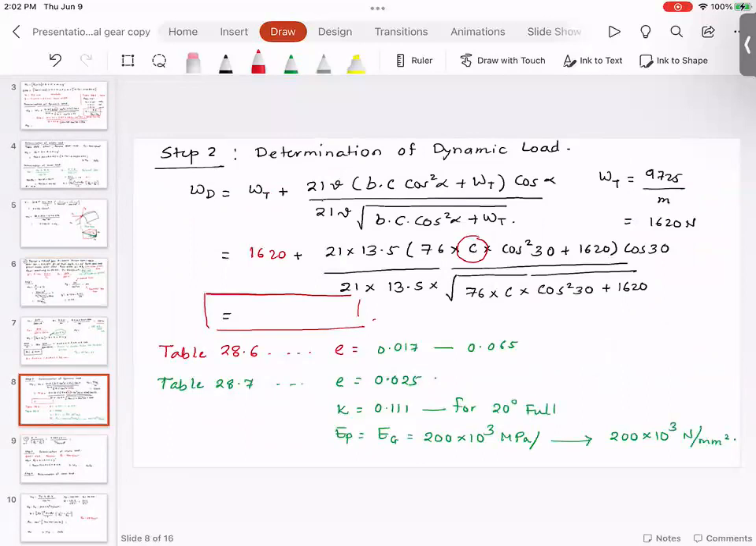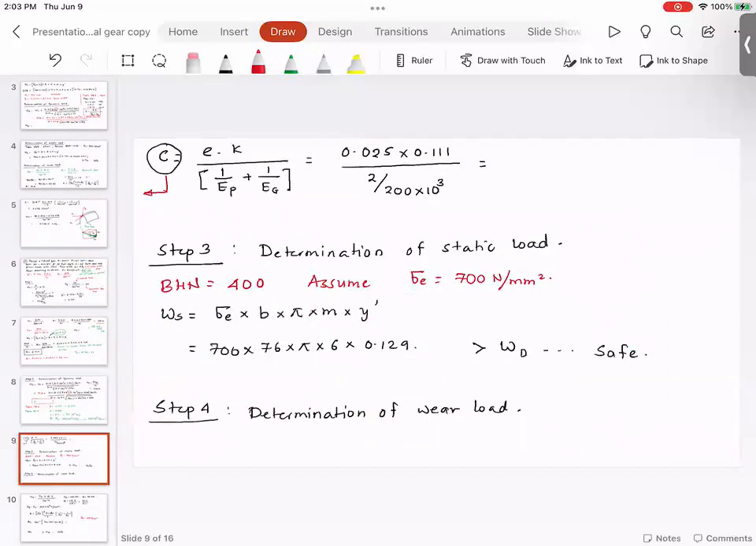The next step is to determine the dynamic load. We use the equation for the dynamic load and substitute all the appropriate values. To get the value of C, you have to look at table 28.6 and 28.7 and select the value of C, and that should give you the dynamic load.